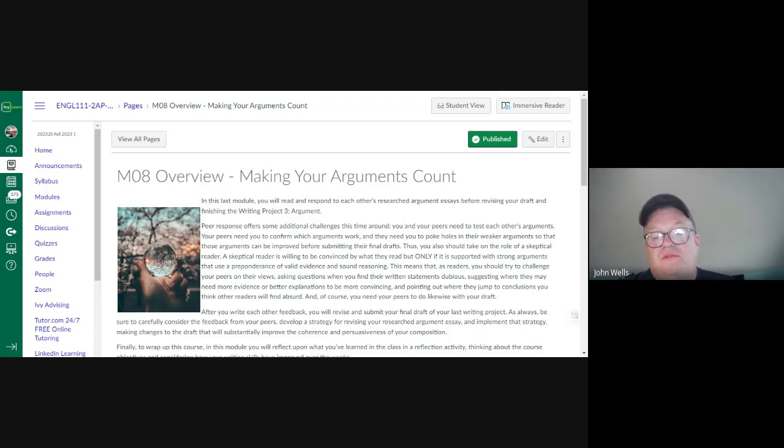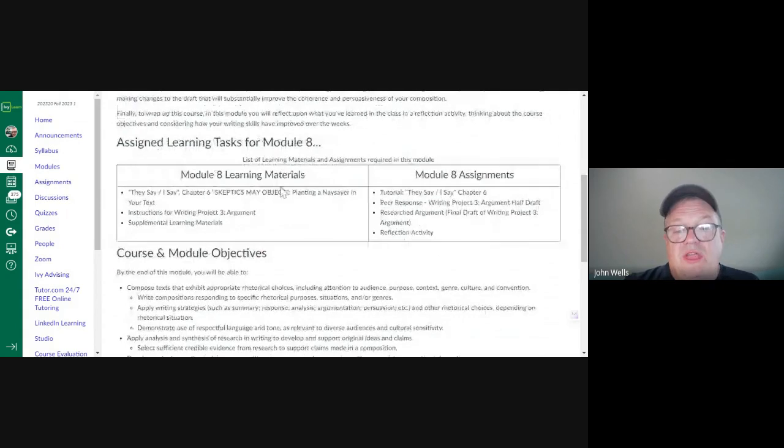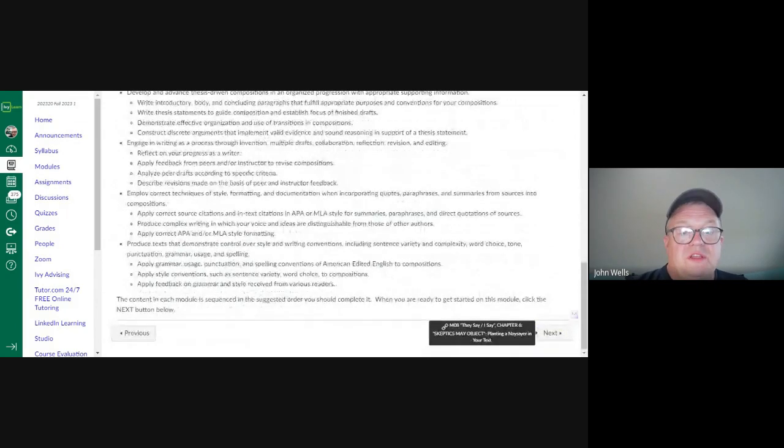So module 8, making your arguments count. It's about constructing that argument. It's not just enough to say I believe blank, but it's about how you say that, how you present it, and what kind of proof you provide. So you have a look here of our learning materials, our assignments, and our course objectives.